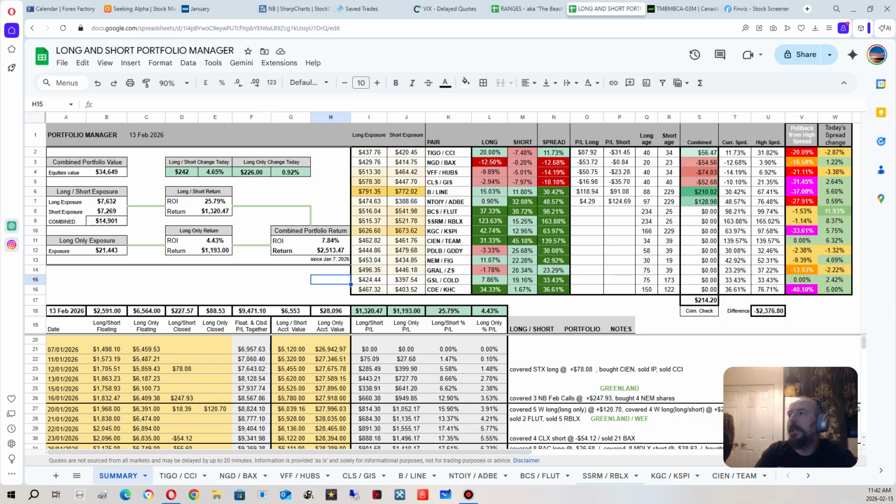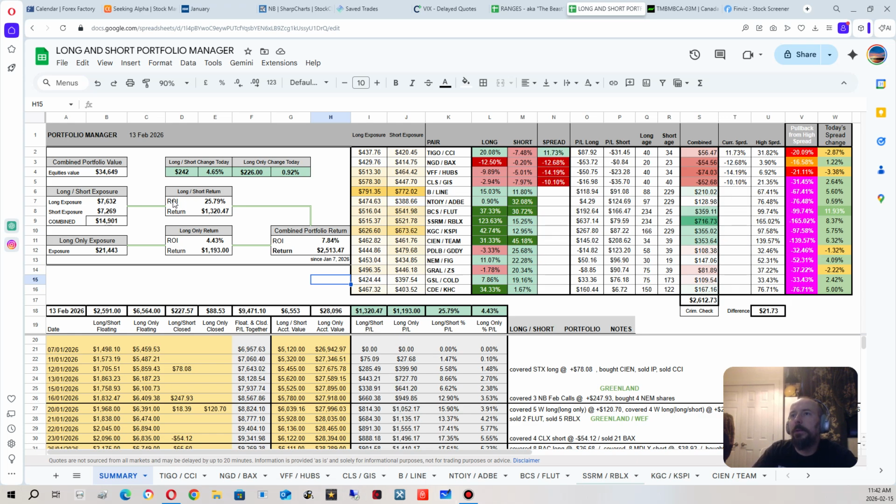And as you can see, it's doing that again. It actually updates every one of these lines every 5 minutes, so I always have up-to-date numbers. We already talked about the ROI on the long short, 25.79, and ROA on the long only, 4.43.